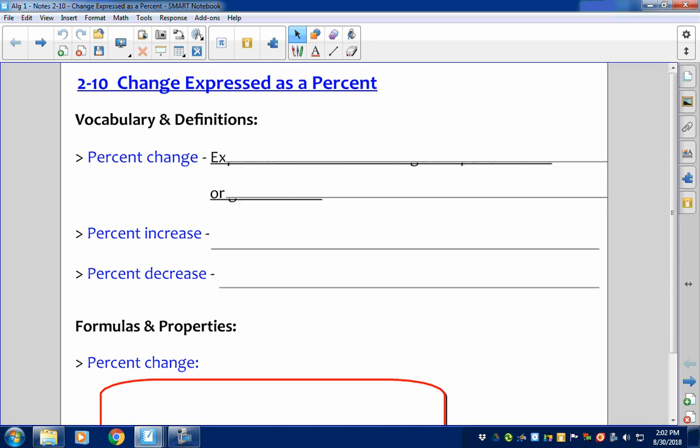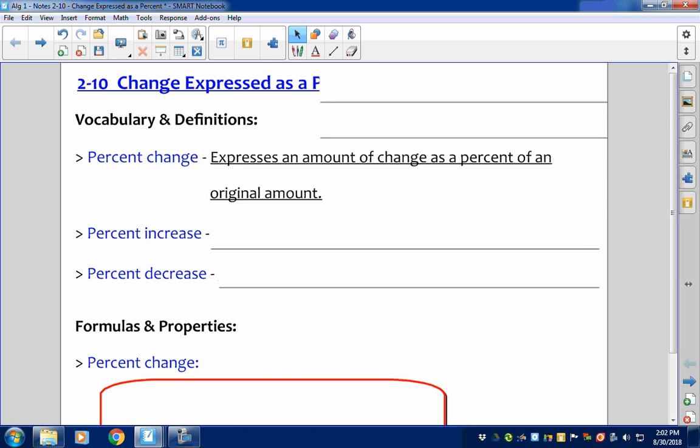Percent change, here it is. It expresses an amount of change as a percent of an original amount. I'll give you examples of that. Write that down first, and I'll give you some examples.